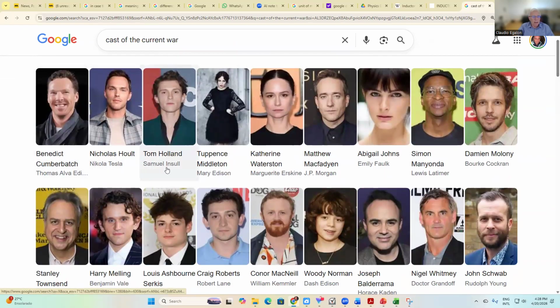Thomas Alva Edison, Nikola Tesla, Samuel Winslow as Tom Holland, right? The guy that portrayed Spider-Man. Samuel Winslow was one of the assistants of Thomas Alva Edison. Mary Edison was the wife of Thomas Alva Edison. And J.P. Morgan, you recognize this name, right? A very famous financier whose name is still in the news today. J.P. Morgan used to fund Thomas Alva Edison.